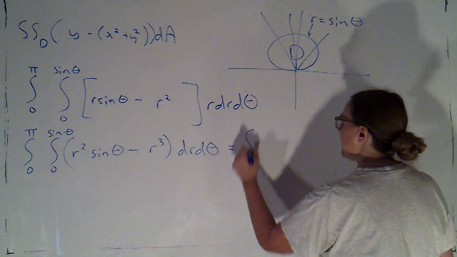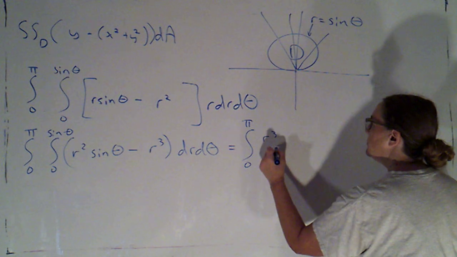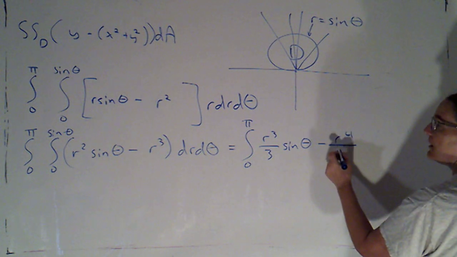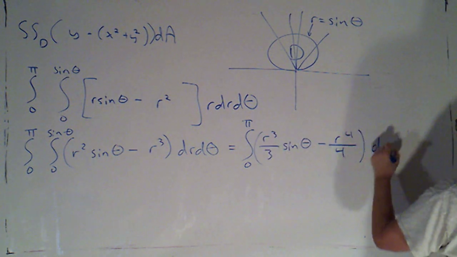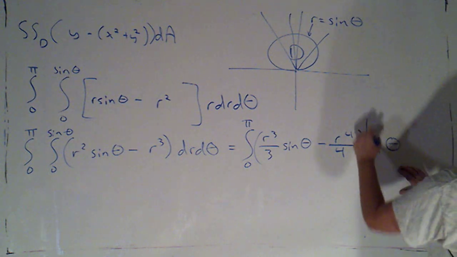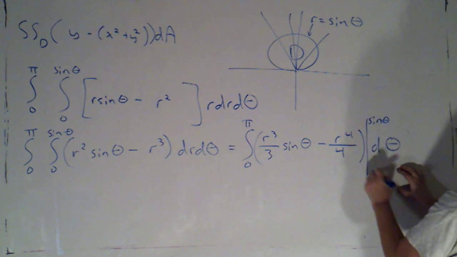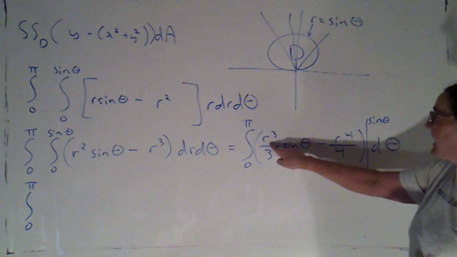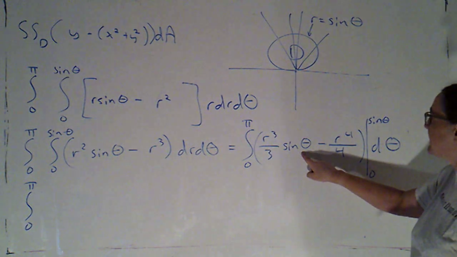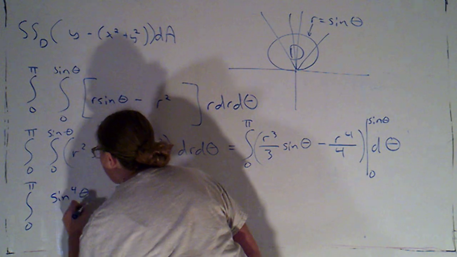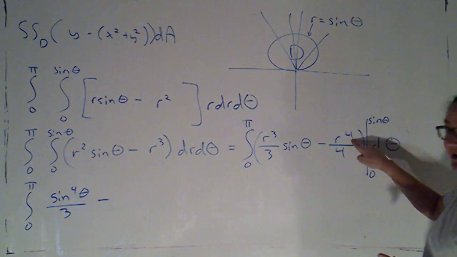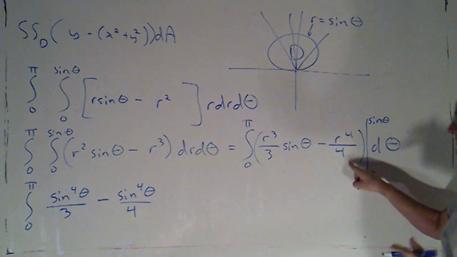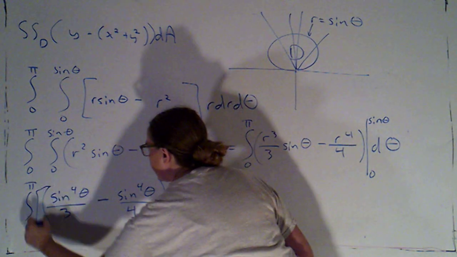If I take an antiderivative with respect to r, we've got the integral from 0 to pi, r cubed over 3 sine theta minus r to the 4th over 4 d theta. And I'm evaluating this between sine of theta and 0. Okay, so that's going to become the integral from 0 to pi. When I plug in sine theta, that becomes sine cubed times sine. That's going to be sine to the 4th theta over 3 minus, when I plug in sine, I'm going to get another sine to the 4th theta, this time over 4. And then when I plug in 0, I'm going to get 0. d theta.